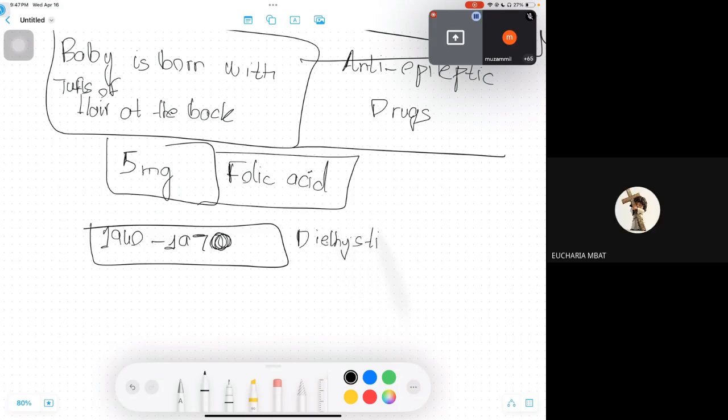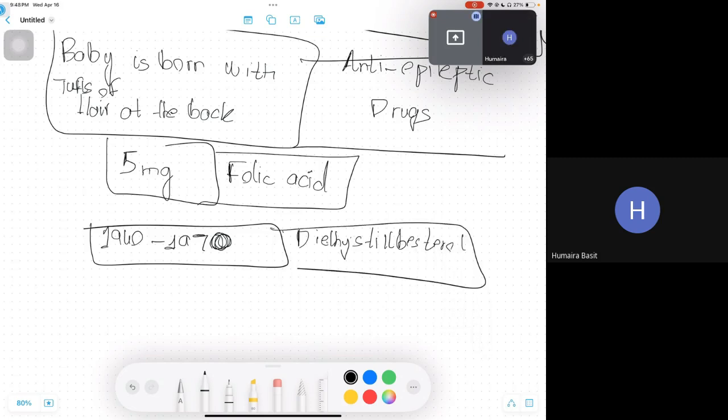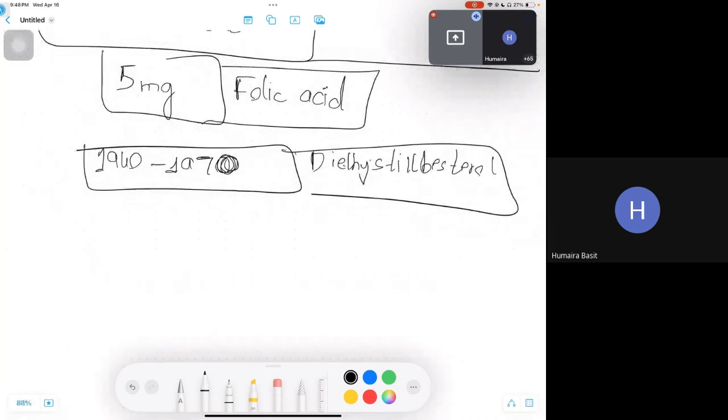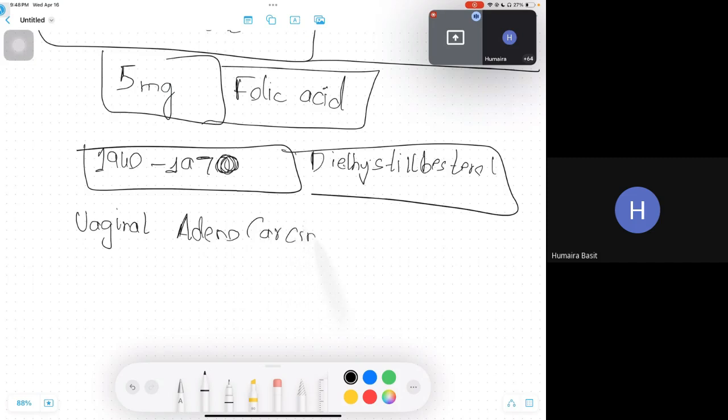So a lot of it was given to the women. It was really widespread. It was diethylstilbestrol, and a lot of women were given these drugs for pregnancies. But what happened was that whichever women were given these drugs, the babies had vaginal clear cell adenocarcinoma. So vaginal adenocarcinoma.